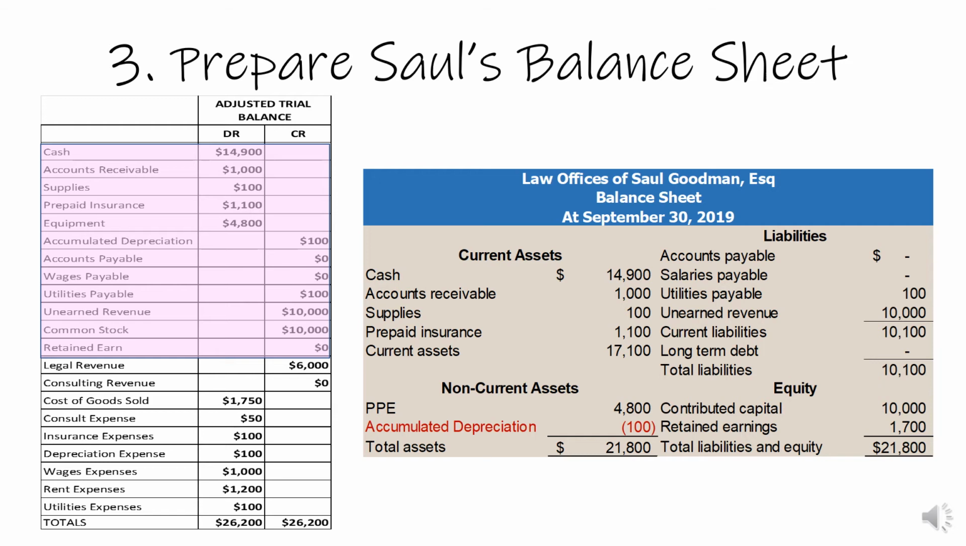This leaves us with total liabilities of $10,100, contributed capital of $10,000, which comes from the adjusted trial balance, and the retained earnings, again, which we computed in the previous step, of $1,700. We see that our total assets equal our total liabilities and equity.